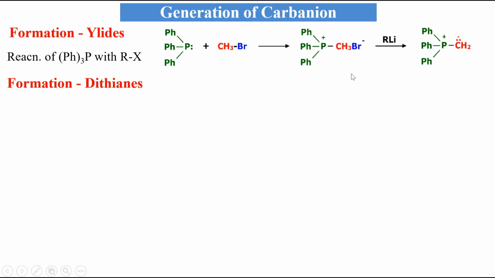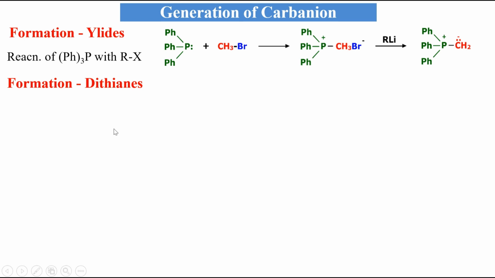And I take alkyl lithium and treat it with this. It abstracts the proton from this methyl bromide attached to triphenyl phosphine, and it gives rise to a carbanion, lithium bromide and an alkane. In this process of formation of the ylide, the carbanion is generated.